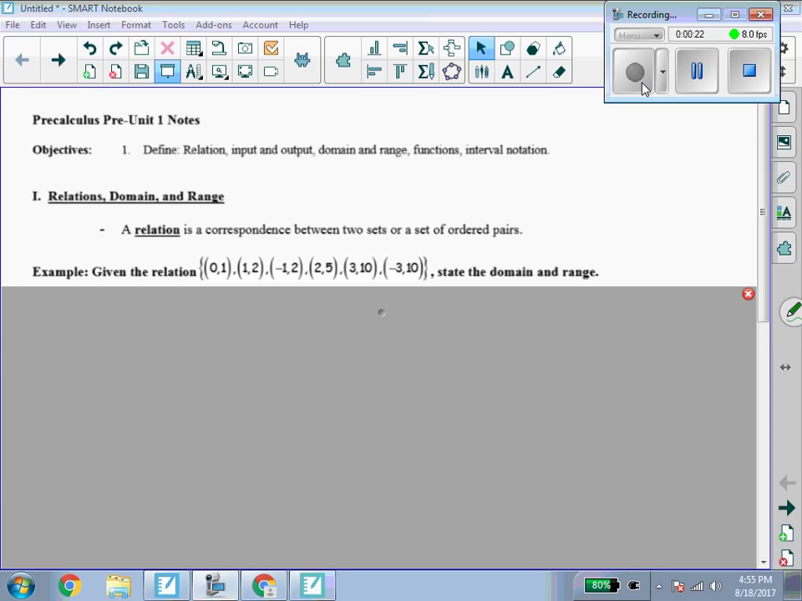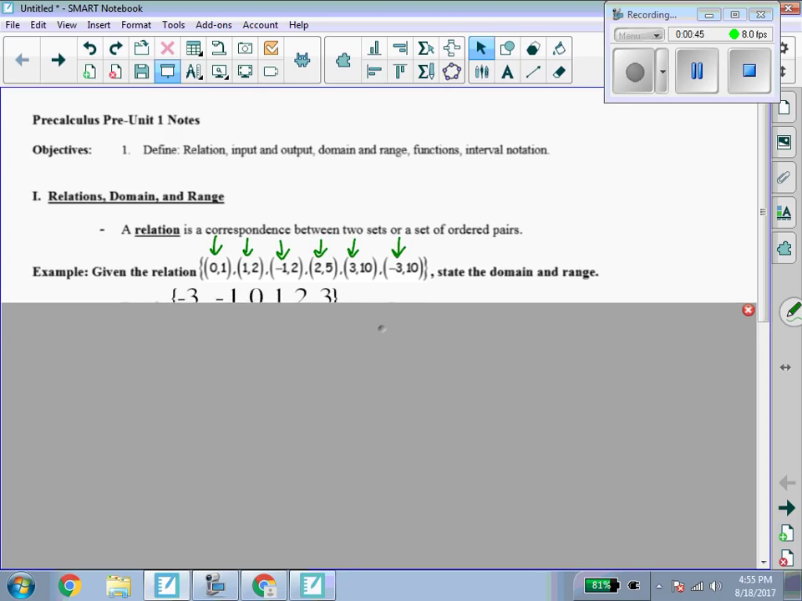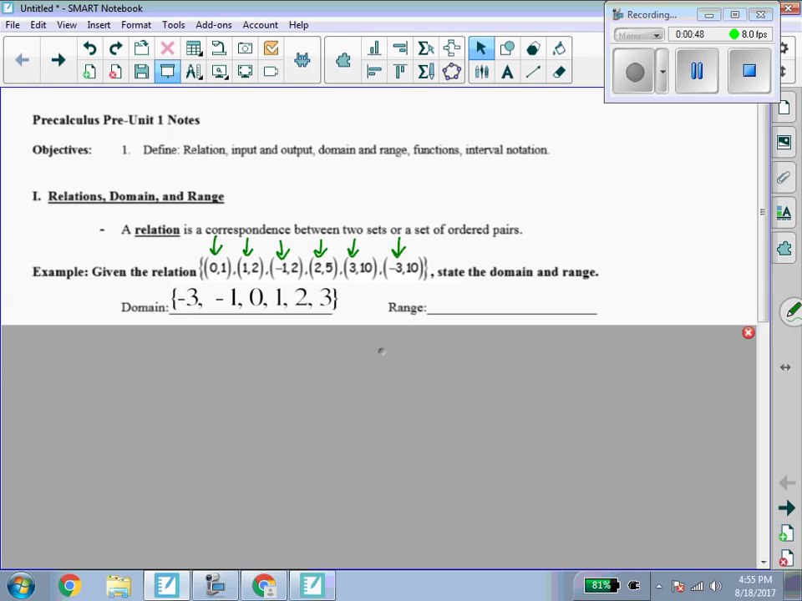For example, given the relation, we want to state the domain and range. Recall that the domain is all possible x values of each of these ordered pairs. Because this is not a function, we're not using function notation, so we're only going to list the x values that we see here in order from least to greatest with no repeating values. The lowest number that I have is this last number right here, -3. After that, we get the -1, then we have the 0, and then we have the 1, 2, and 3. So that would be the correct way to write it.